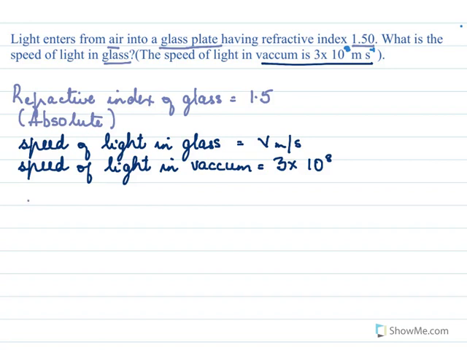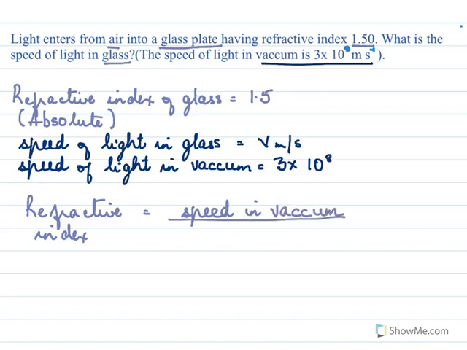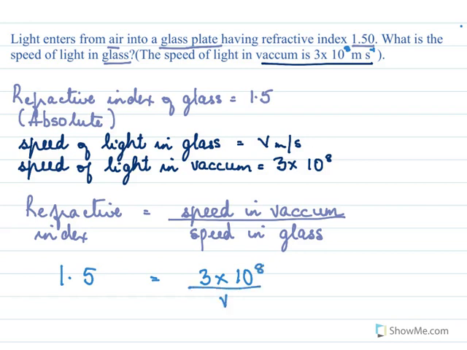Now we know the formula for refractive index. Refractive index equals speed in vacuum over speed in glass. Refractive index is given to us as 1.5. The speed of light in vacuum is 3 into 10 raised to the power of 8. In glass we need to find the speed.